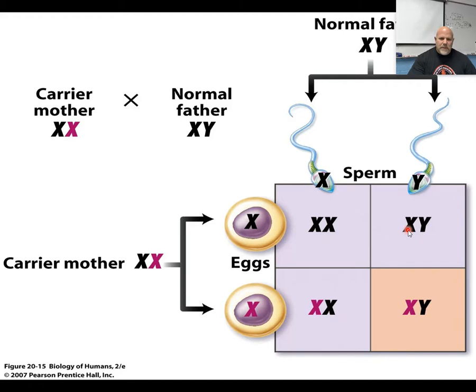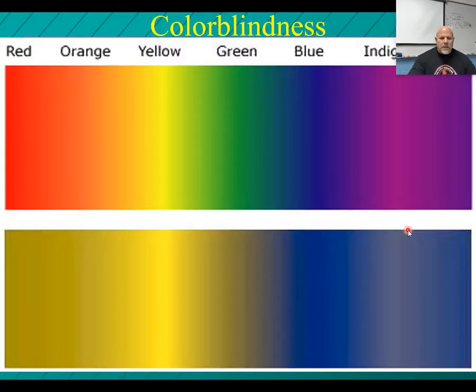For example, color blindness is present in a little less than 10% of males. It's around 7-8% of males. In females, it's about 1 in 250. So it's really rare in females. It's like 1 in 15 males and 1 in 250 females. So it's really rare in females and fairly common in males.